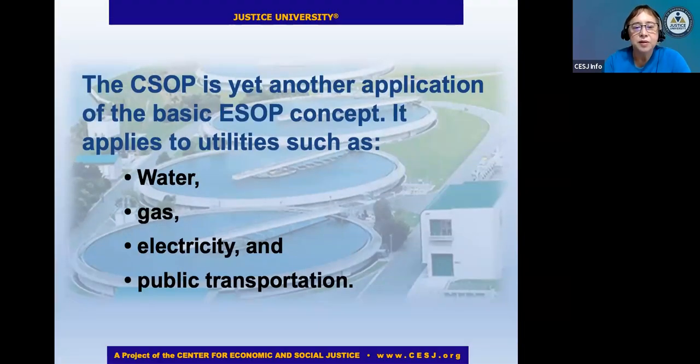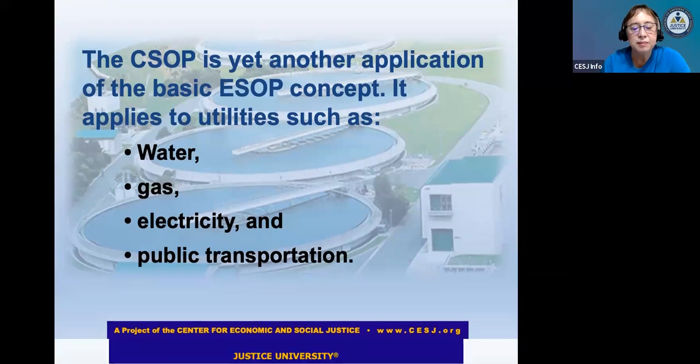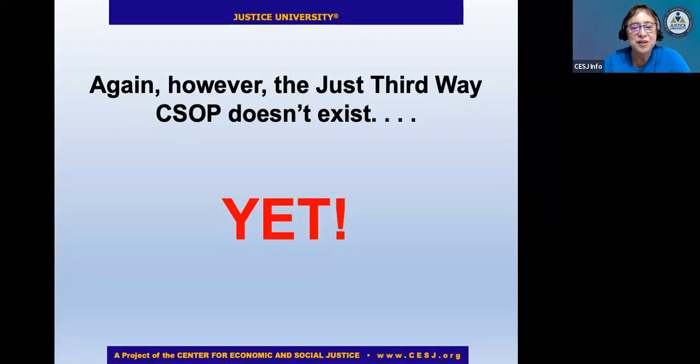All right. And so this would mainly deal with customers of the utility, and it could be for water, gas, electricity, public transportation. And also now we have companies like Amazon could also be participants in using a CSOP. Again, it doesn't exist yet.